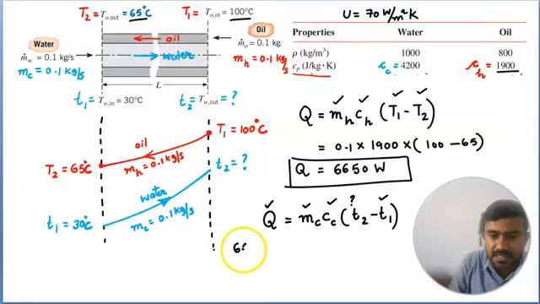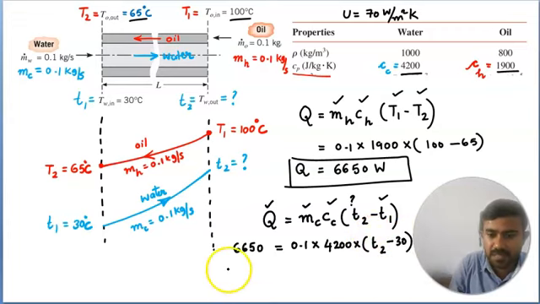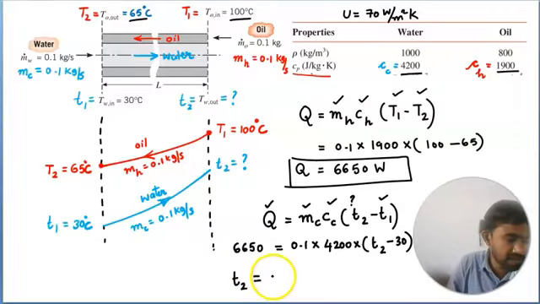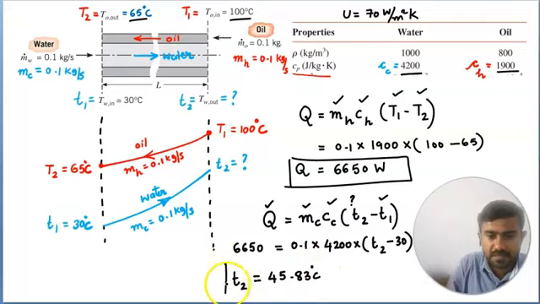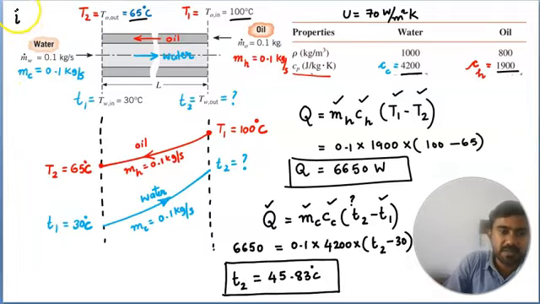We know the mass flow rates, the property is given, and the inlet temperature is given. Let me substitute: 6650 equals 0.1 into, for water it's given as 4200, into T2, which is something that I have to find, minus 30 degrees Celsius. So if you rearrange and calculate, you get T2 equals 45.83 degrees Celsius. Okay. So this is the exit temperature of water. So the first part of the problem is solved.